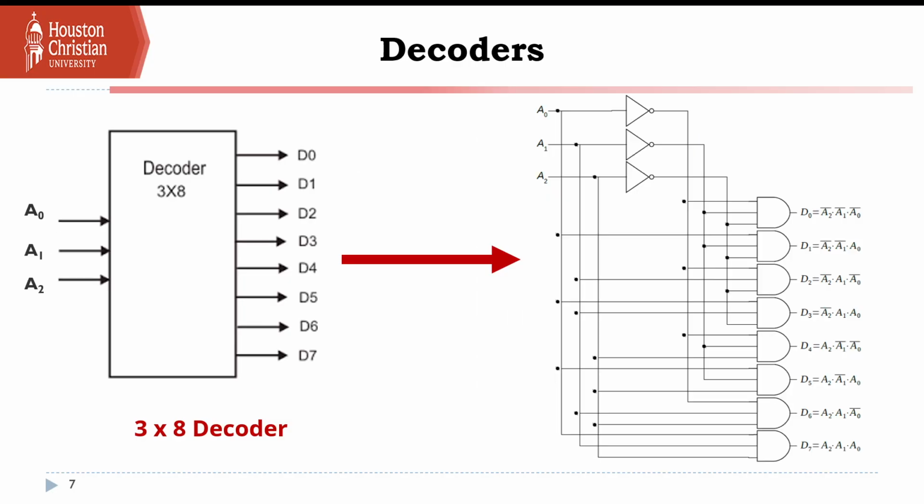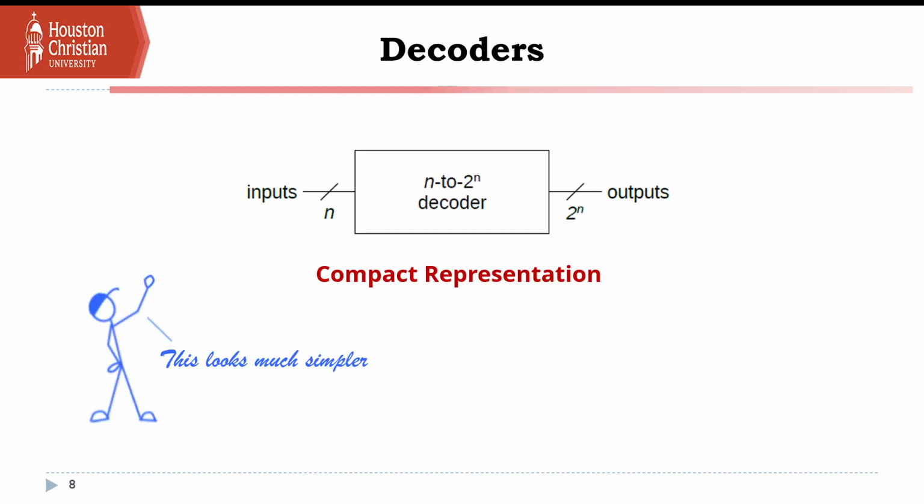Here's the other way to look at it: 3 inputs, 8 outputs. Mathematically, if it's a decoder, you have n inputs and 2 to the n outputs. So a decoder is an n to 2 to the n.